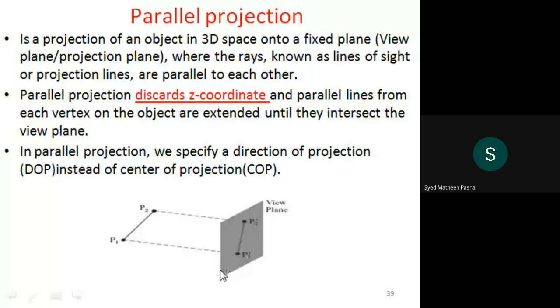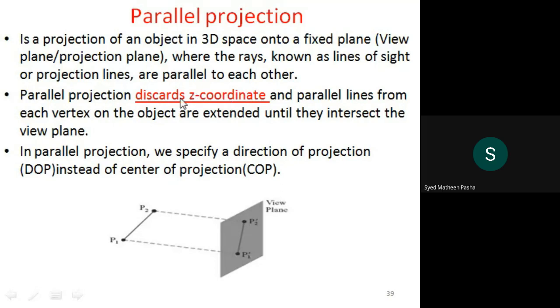A view plane as an example. This is one view plane of an example which consists of two points, P1 as well as P2. That is, this is actually the projection of P1 as well as P2, which are lying on this object. You can check out the projections with respect to point 1 as well as point 2. Both are parallel with respect to each other.